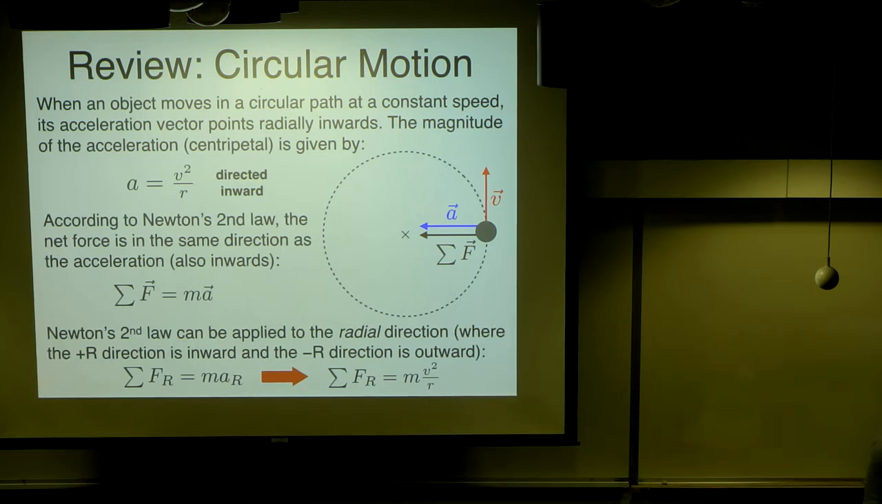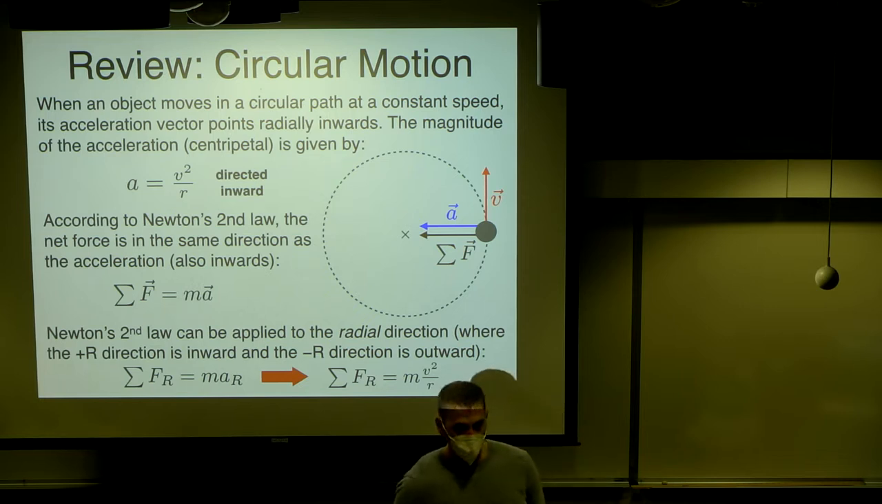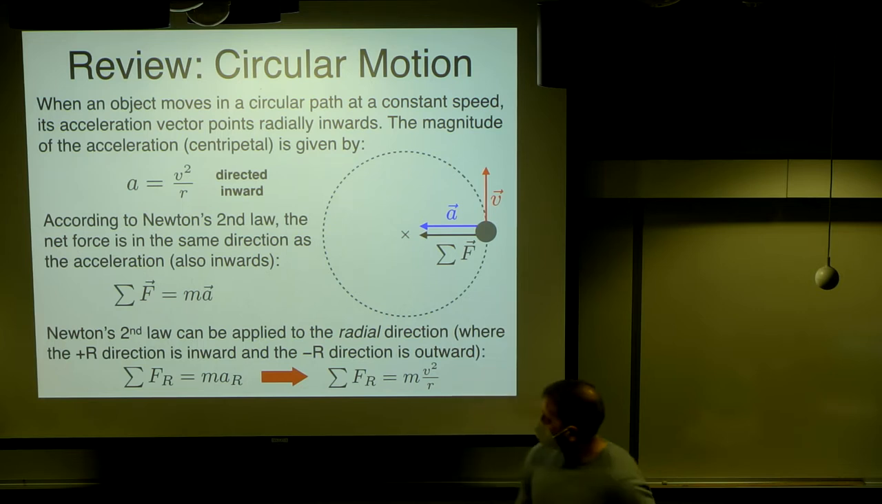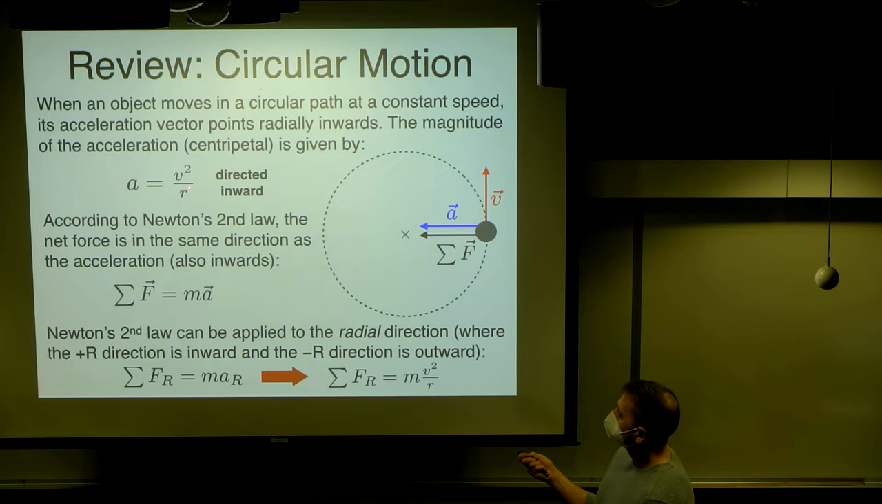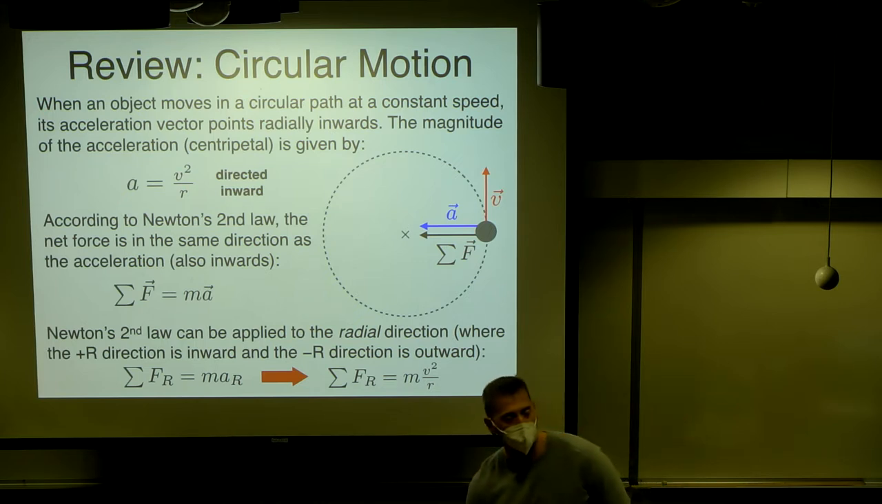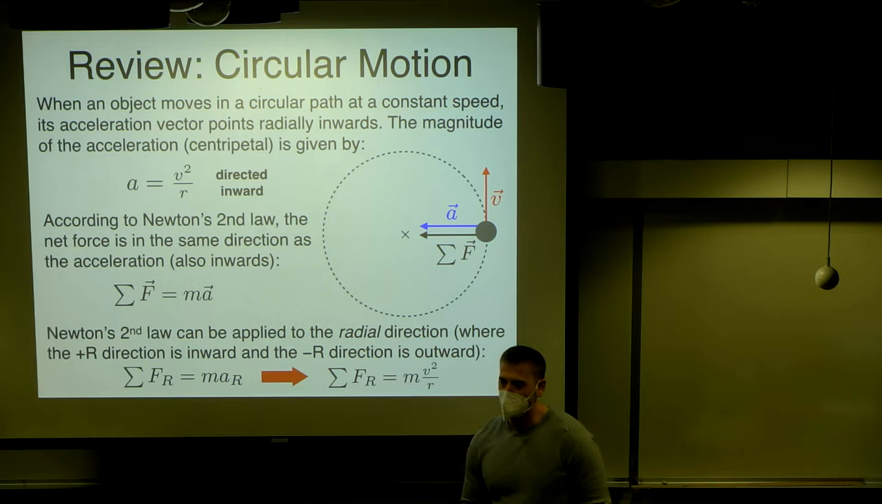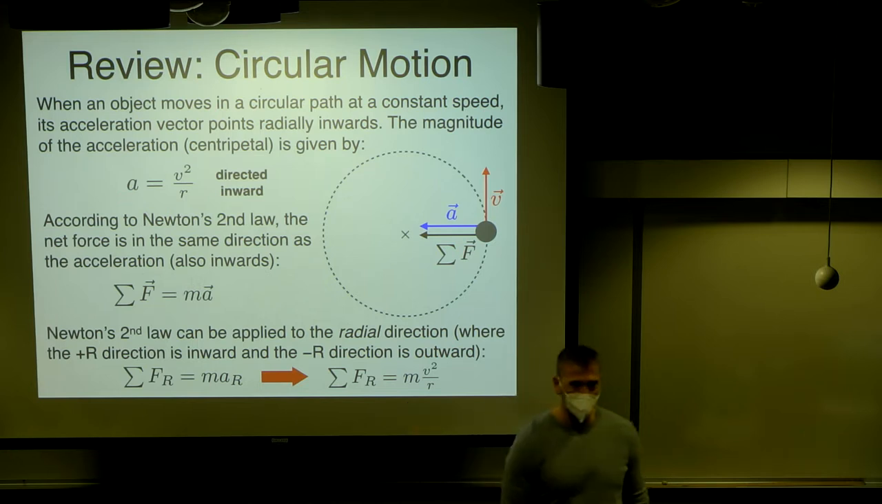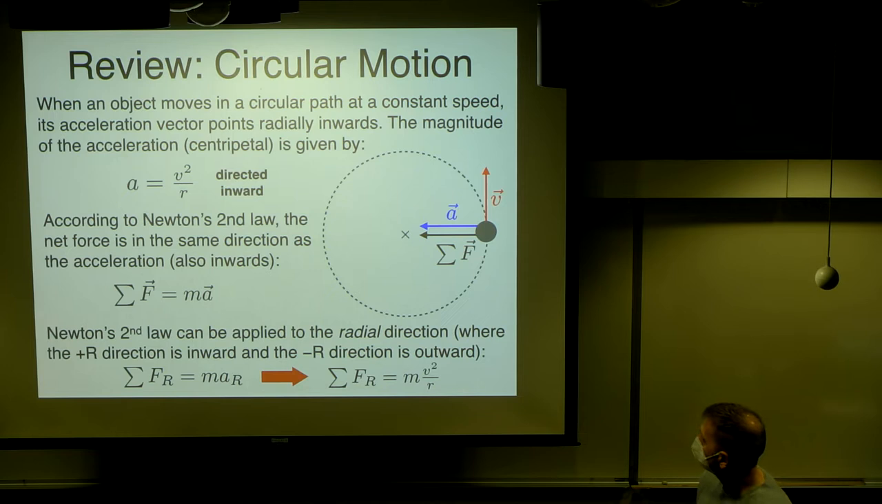So all of this is just a recap of what we've seen before, but I think it's useful to go over. Remember, if we have an object moving in a circular path at a constant speed, it has an acceleration. We call this acceleration the centripetal acceleration. And the reason for that is the acceleration goes inwards, okay? It goes towards the center of the circle. And the magnitude of that acceleration is v squared divided by r, okay? You've probably seen that equation a lot. You're probably sick of it, but we're going to still use it, okay? The acceleration is v squared divided by r.